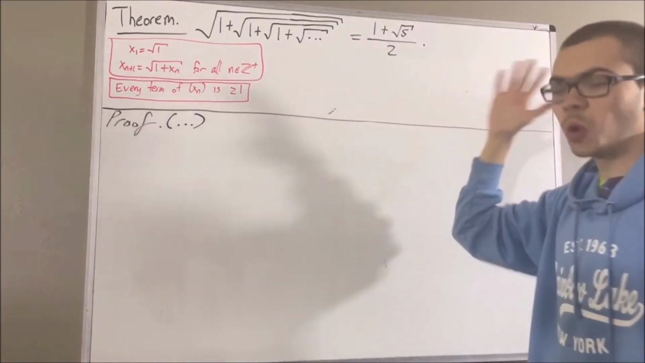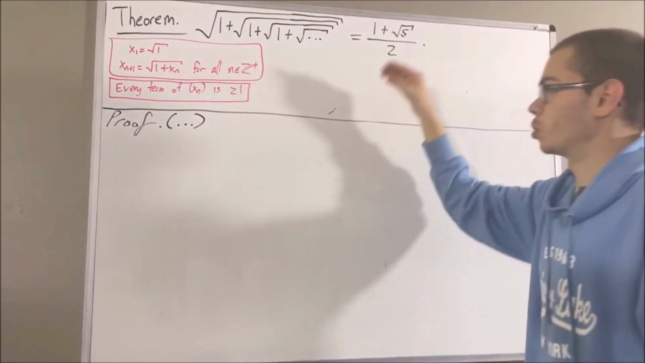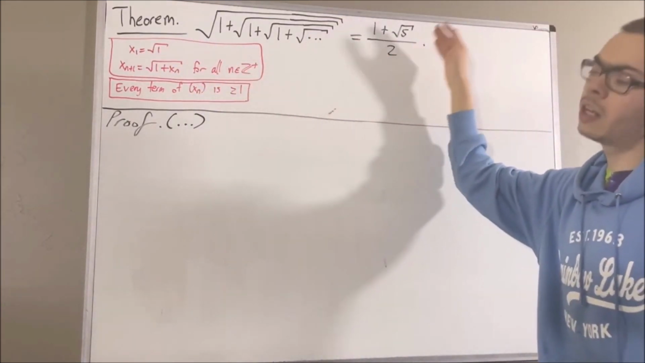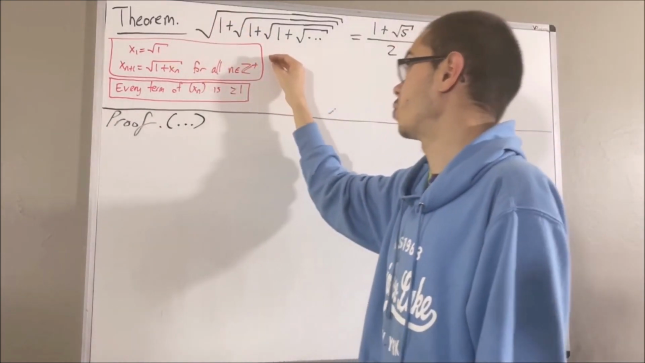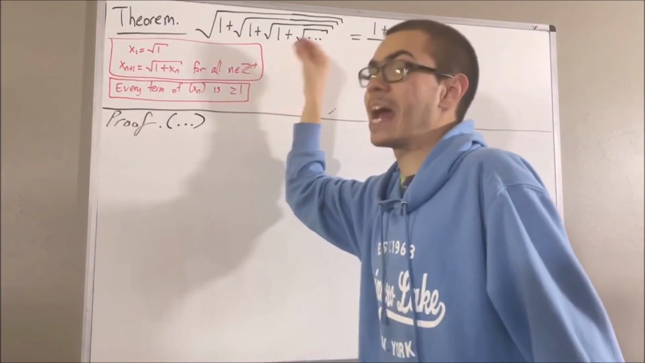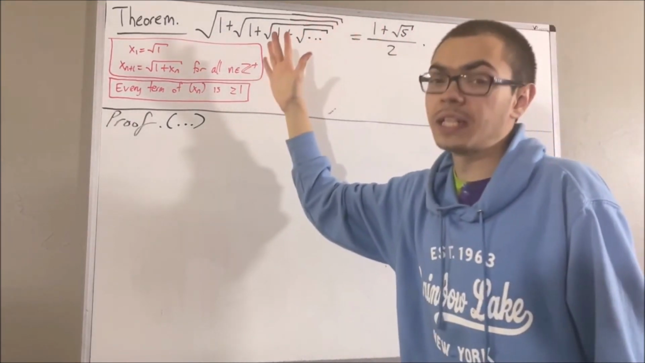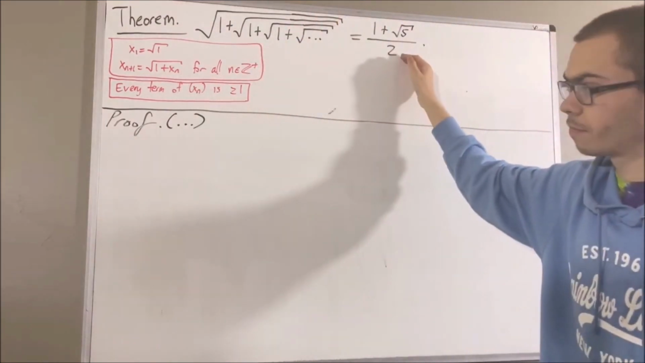Now remember, the whole goal is to show that the limit of this sequence is equal to the golden ratio. But before we show that the limit of this sequence is equal to the golden ratio, we're first going to show that this sequence actually has a limit. And then we're going to show that that limit is equal to the golden ratio.